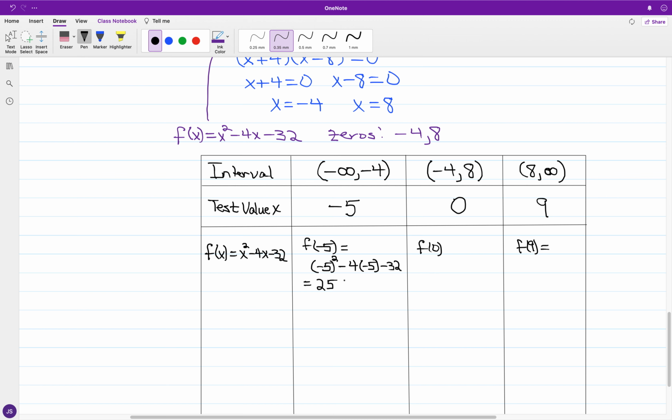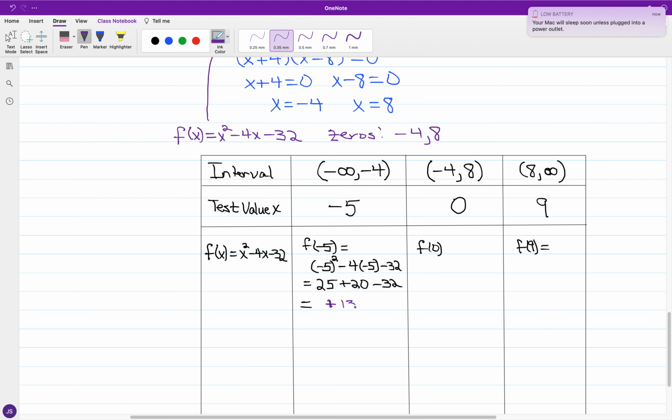Negative 4 times negative 5 is going to be a positive 20. And we have minus 32 to follow. So you have 45 minus 32, and so we have that difference on the plus side at 13.